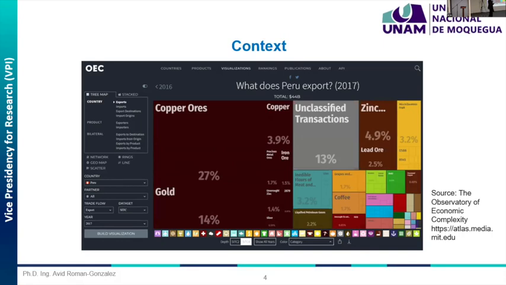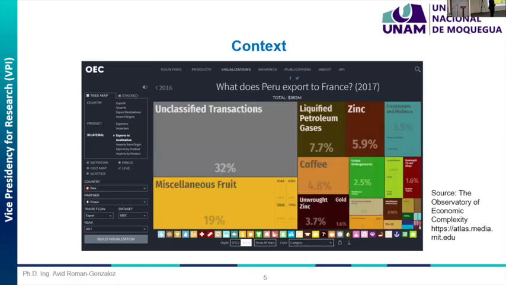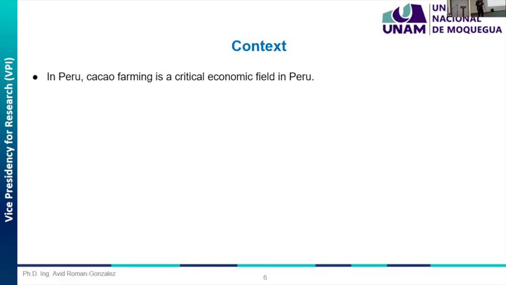Cacao is becoming an important product in Peru, especially for reducing coca farming. In Peru, the idea is to reduce the coca farming and try to find other alternatives for the population. The main country where we export cacao is France. So we export a considerable amount of cacao to France. And for this reason, farming cacao in Peru is critical.